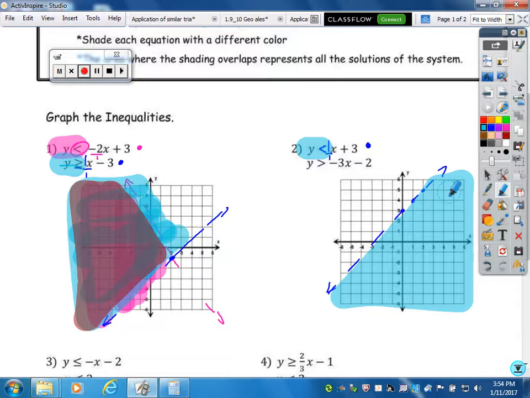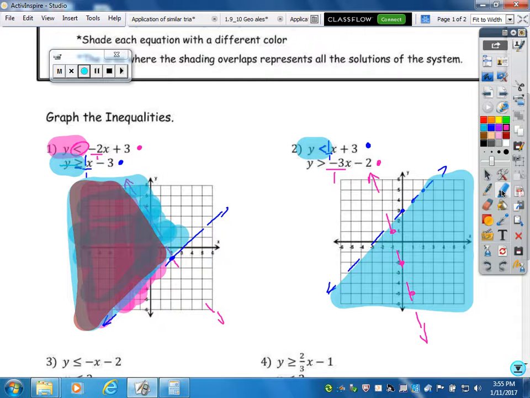Alright. New one, new color. So in pink, I'm going to do my second one. This one says, start at negative 2. And it says, negative 3 over 1 is my slope. So down 3, positive 1. Or, since I'm out of room, let's do the opposite of that. So up 3 and negative 1. Again, we've got that open line. So I'm going to go ahead and do the dashed.